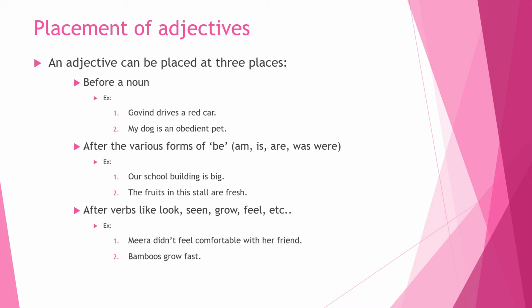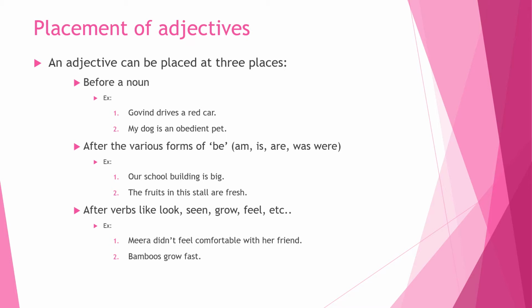Govind drives a red car. In this example, car is a noun and red is an adjective. So, we place an adjective before a noun, that is car.